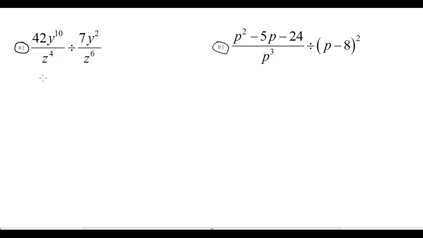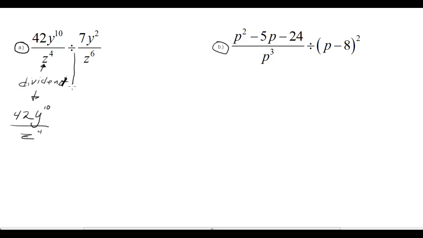And the rule is pretty straightforward. We take the dividend, which is just the term in front of the division sign. That's this guy, right? We just copy it. Dividend with a D, not with a T. If I learn how to spell, I'll be deadly. And we just copy that: 42y to the 10th over z to the 4th.